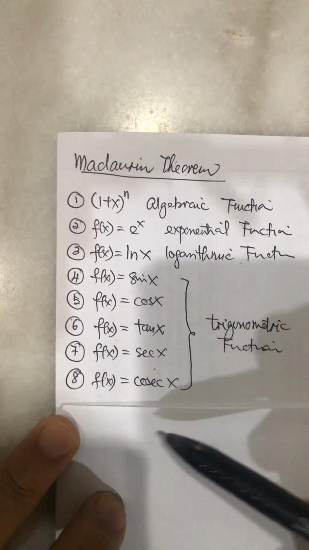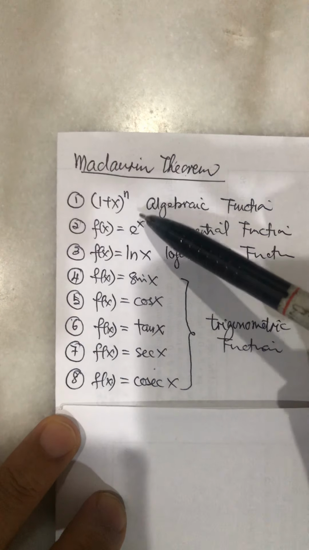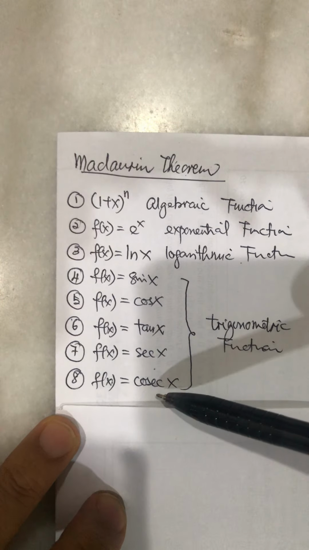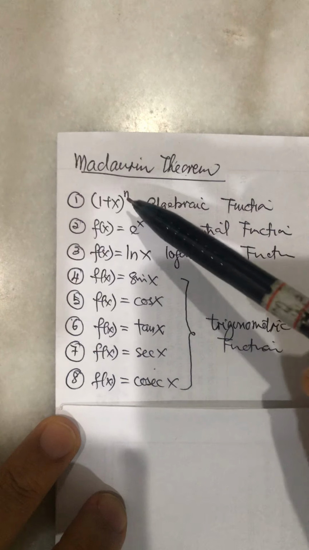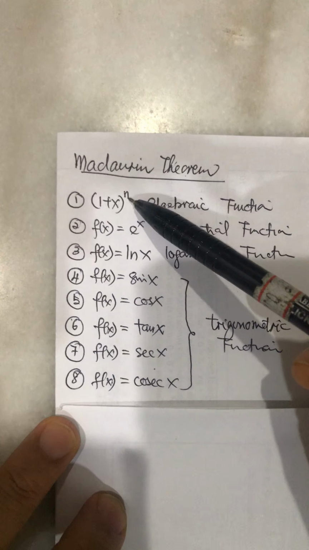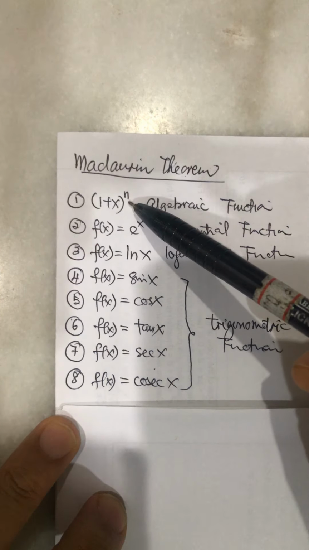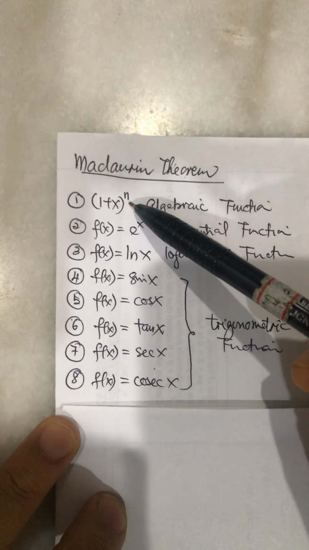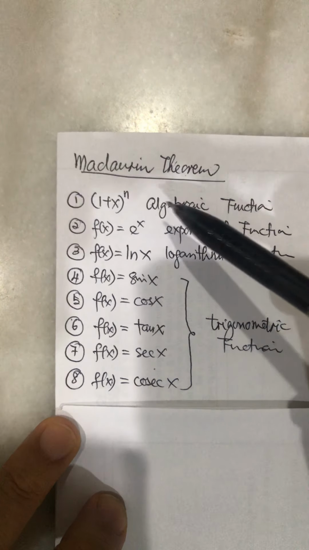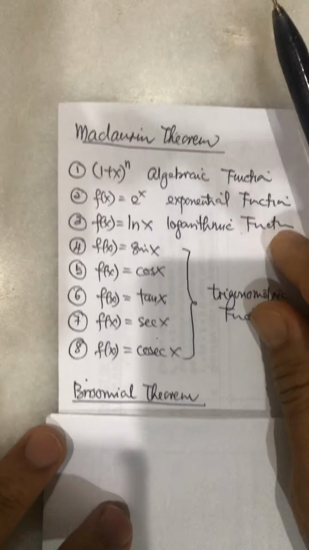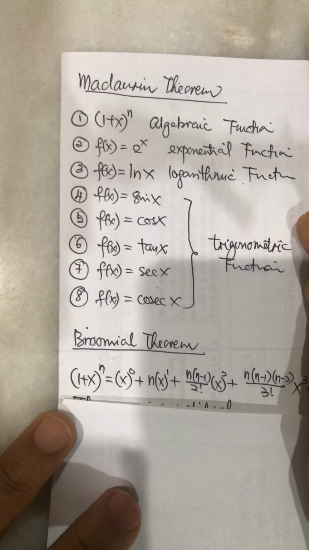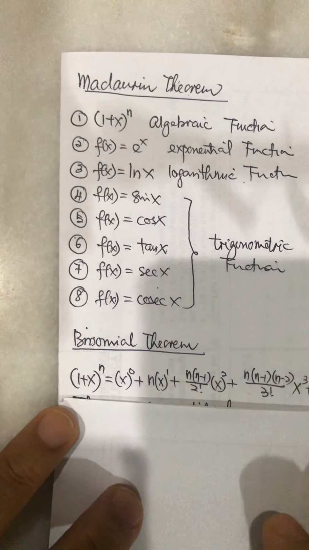So we have learned all these functions, and actually we can expand them into a series, just like (1 + x)^n. We expanded it before, during our first semester, using the binomial theorem. So in the binomial theorem, how do we expand it? This one we have learned last year.